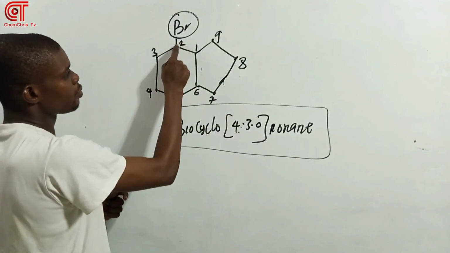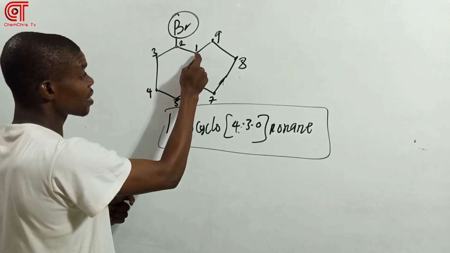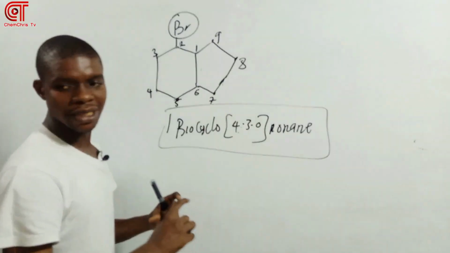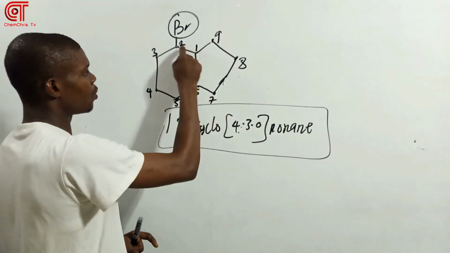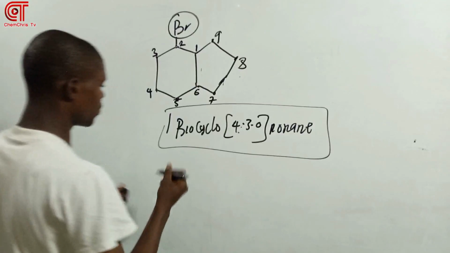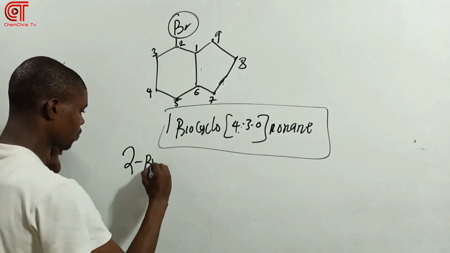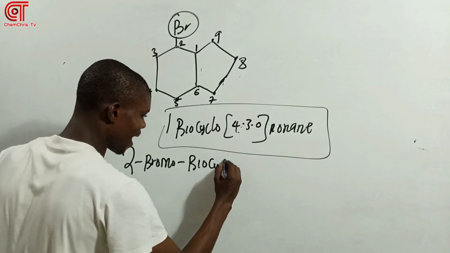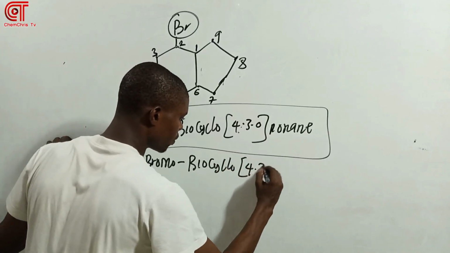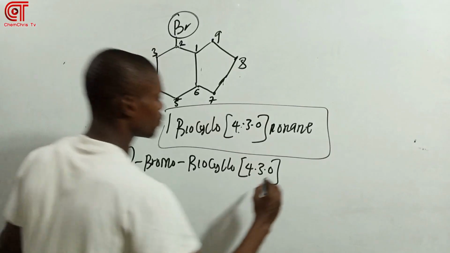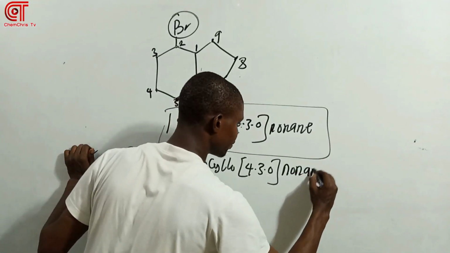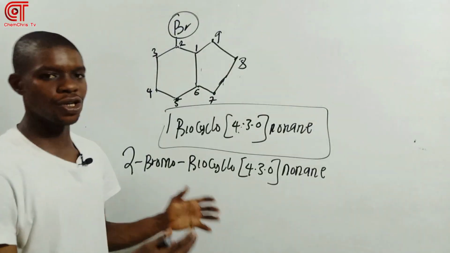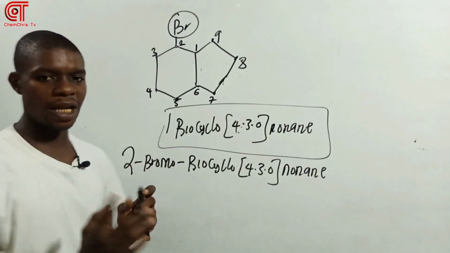So because bromine here is having the lower number, if I start from this, now look at something here. Either here or here can be like carbon 1 because that is the bridge. So if you have carbon 1, bromine is going to be 2. So going to be 2-bromo. Then we have bicyclo 4, 3, 0. Then we have nonane. You can see how easy it is, right? You can see how easy it is. So you don't really want to stress yourself here. Now let me give you one for you to try.